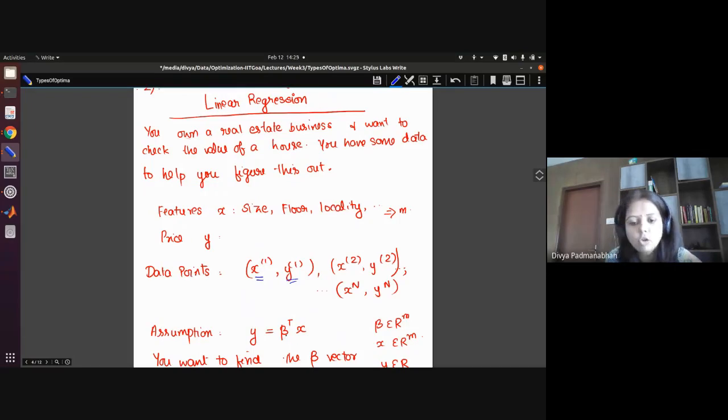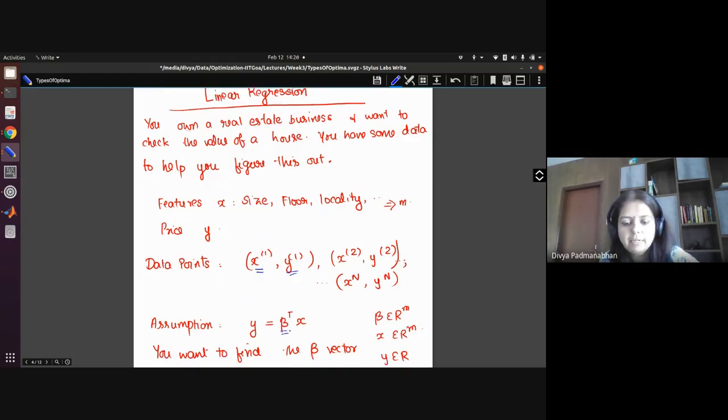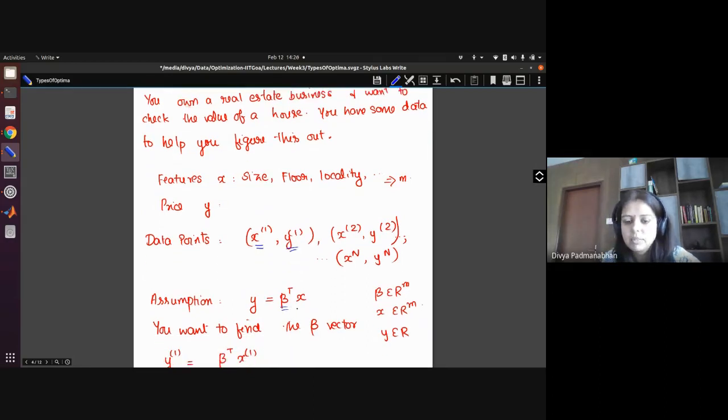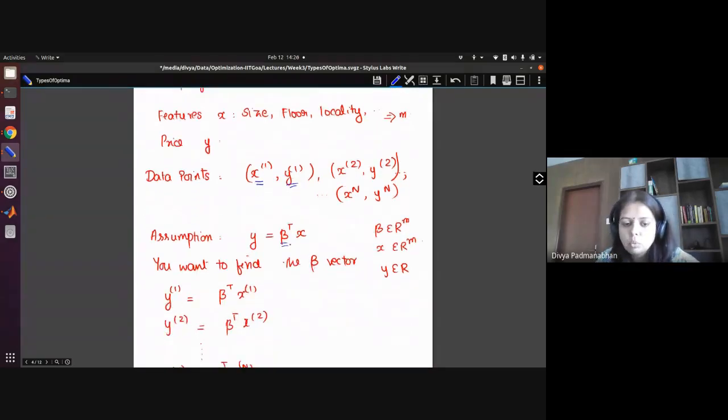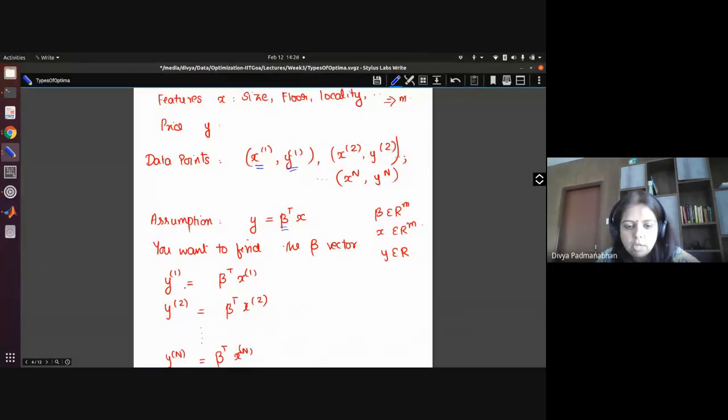Okay, so you don't know how each of these features affects the price, but you assume that it's a linear function of them, and now you want to find this beta vector. Remember, x is a vector of size m, so there are m features, y is a single number, and beta is the importance you give to each of these features, and that is also a vector of dimension m. Ideally, if you have this assumption, you want all these y1 to yn to have this linear form, right? So y1 is beta transpose x1, y2 is beta transpose x2, and so on.